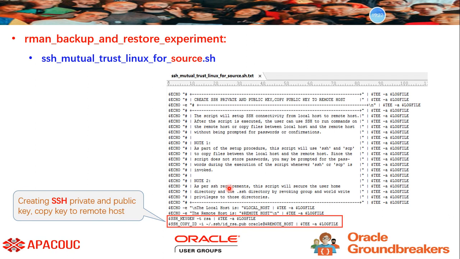It's the most important part of the shell script file, as it's mutual trust Linux for source.sh. It creates a private and public key on the source host. Next, copy the public key to the target host.